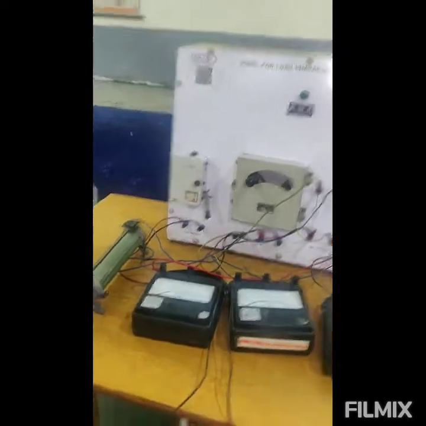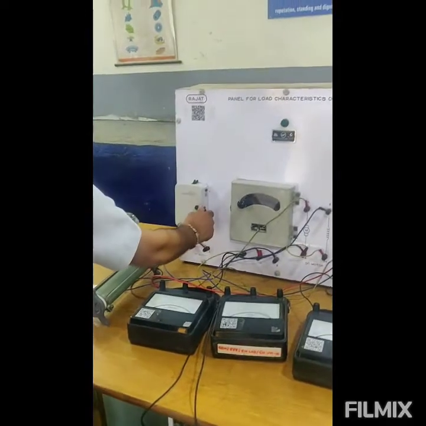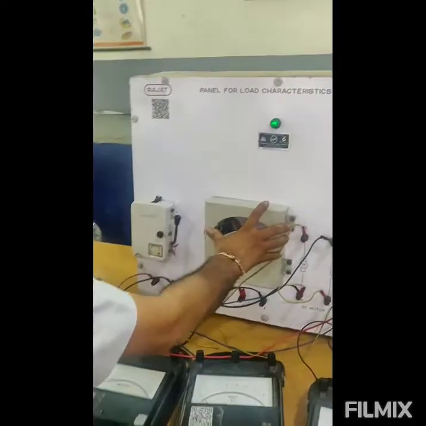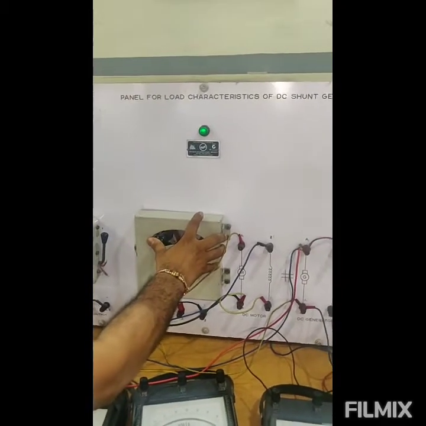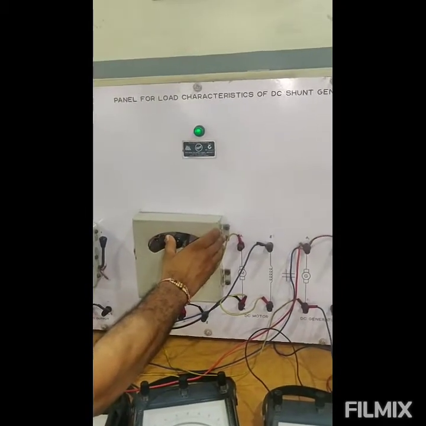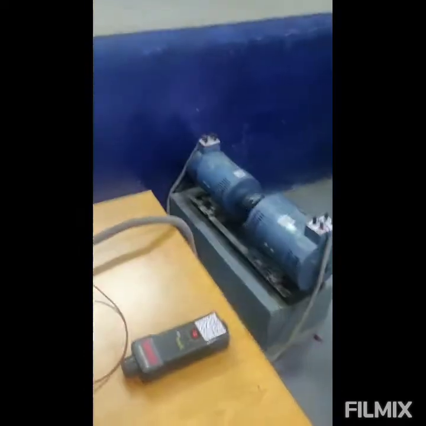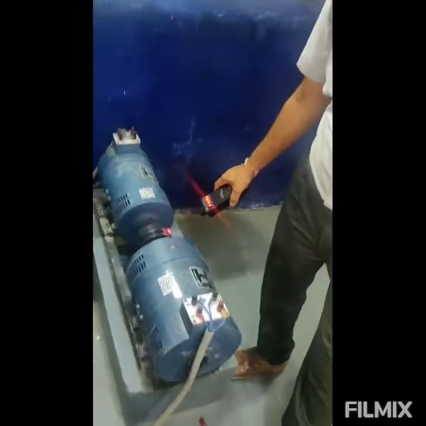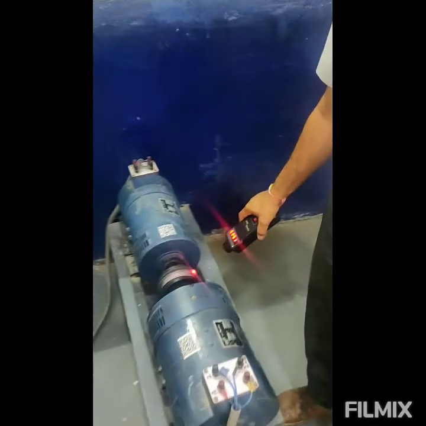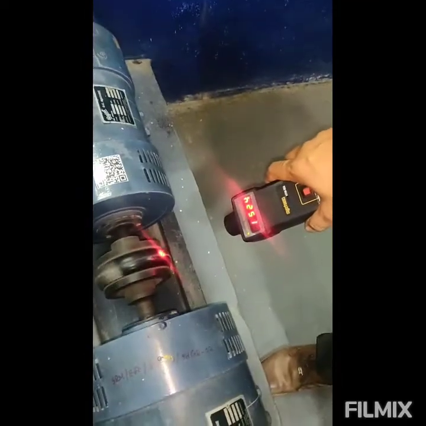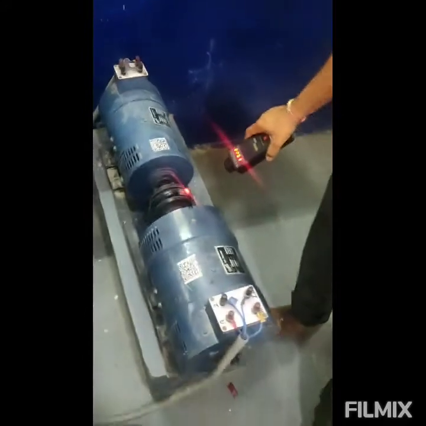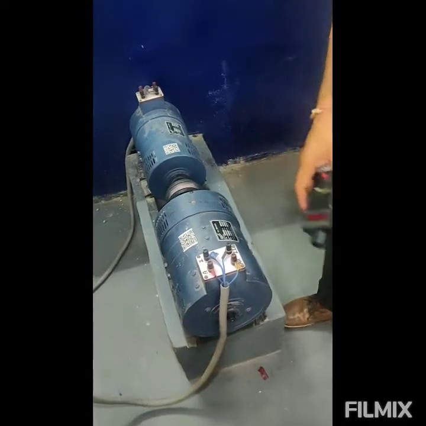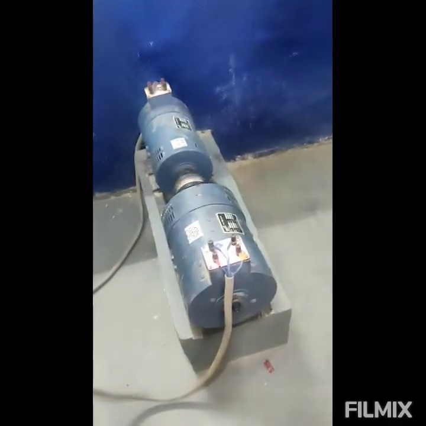Now we will start the experiment. He starts by providing supply from the switch, and slowly will decrease the resistance. When we decrease the resistance, the motor speed will increase, because we are increasing the current. Now this motor is running at a speed, and we will measure the speed. We will put this one at minimum and this one at maximum. Now we will measure the speed. The speed is near about 1500. We have to maintain the speed at 1500 RPM.